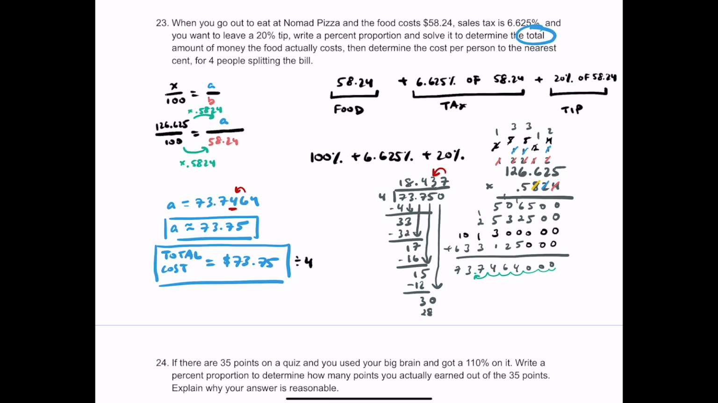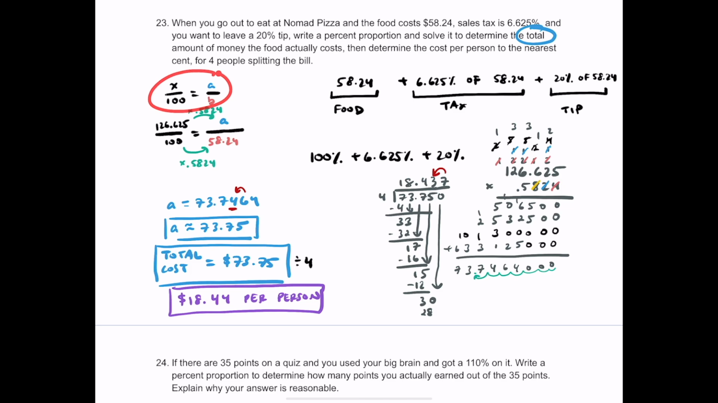So what can we say? We can say that this is going to be $18.44 per person. So if you split the money, it's not going to come out perfectly. Someone's going to have to pay maybe an extra penny or something, but we found out that this should be $18.44 per person. So again, for our percent proportion, this is our same thing that we've been doing in the rest of the homework.